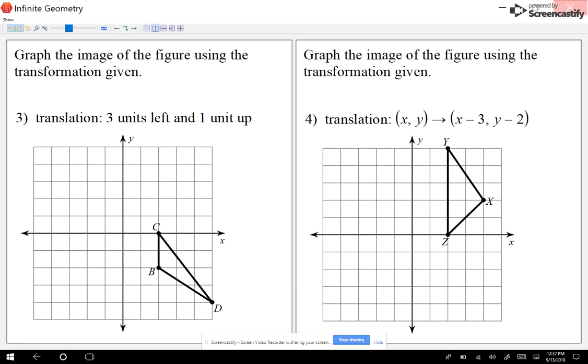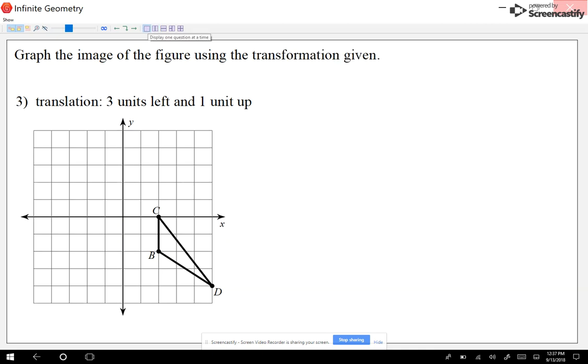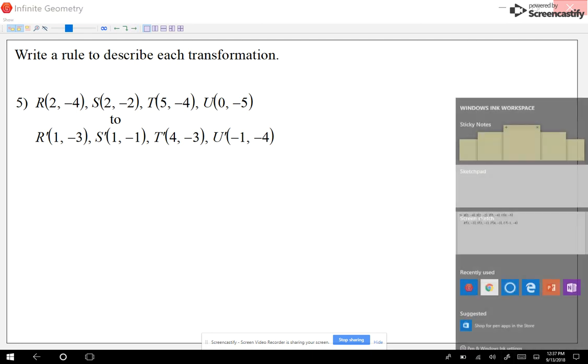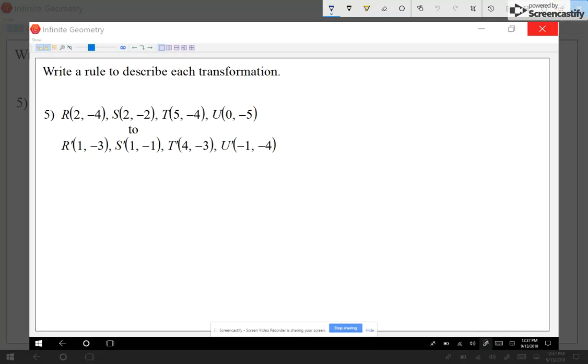Okay. Now, one question that people struggle with, so I'm going to look at one question here, is write a rule. Every time I ask you guys to write a rule, I know we've only dealt with translation, so we're going to write translation.